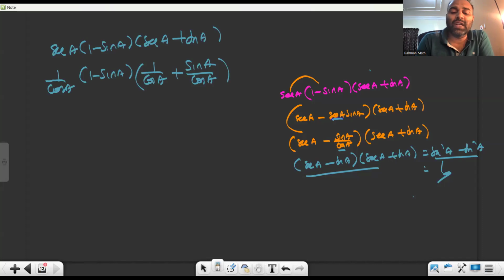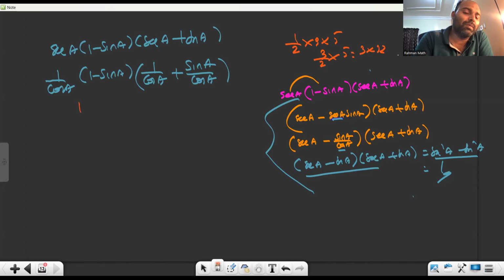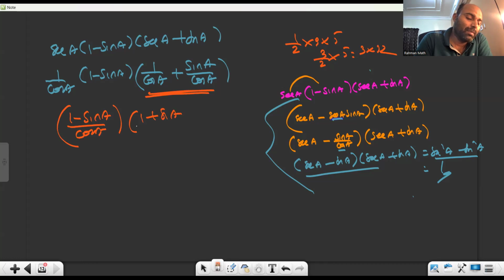You can reduce this many steps actually, but I wrote everything. Now, 1 by cos A we can keep anywhere, because 1 by 2 into 3 into 5 is the same as 3 by 2 into 5, or 3 into 5 by 2, everything is the same, multiplication only. But here you have to take LCM. LCM means denominators are the same. So this is 1 minus sin A by cos A, and I kept it below this one. Here 1 plus sin A by cos A.